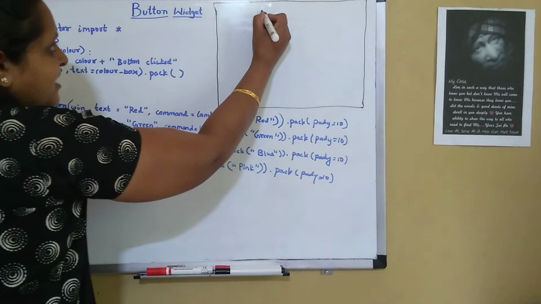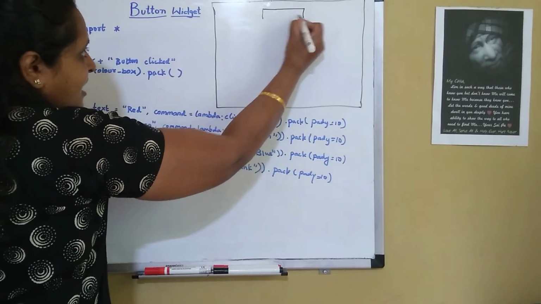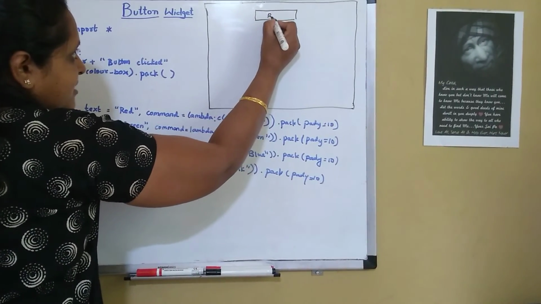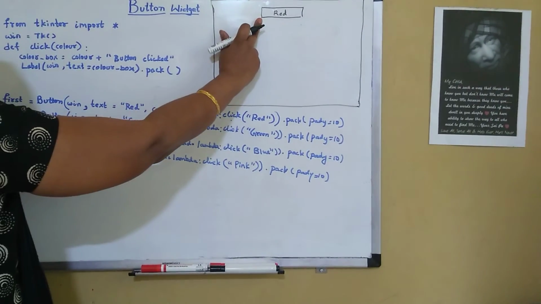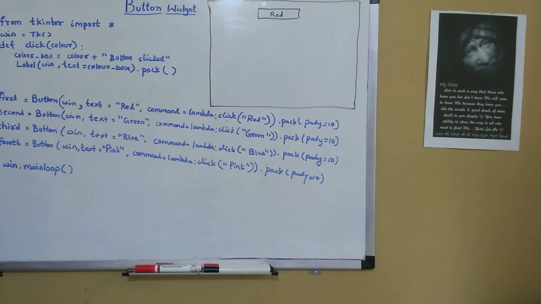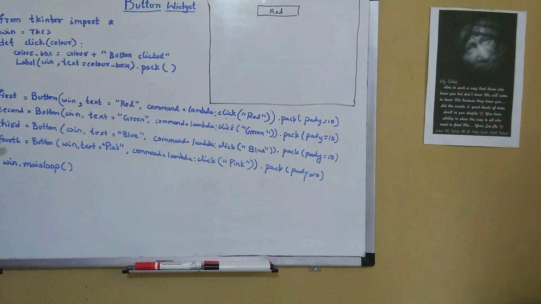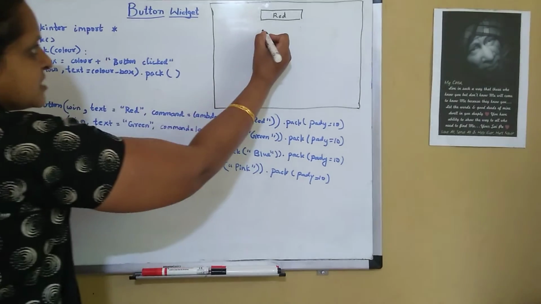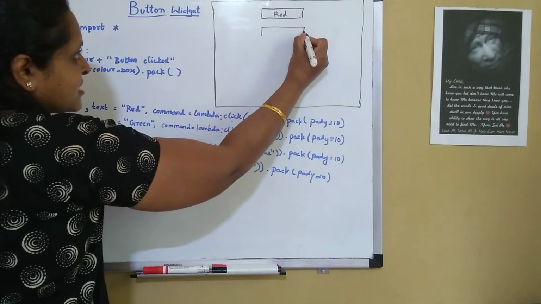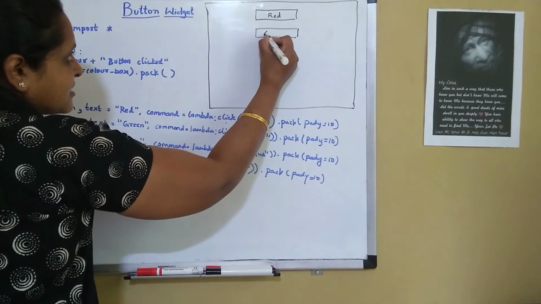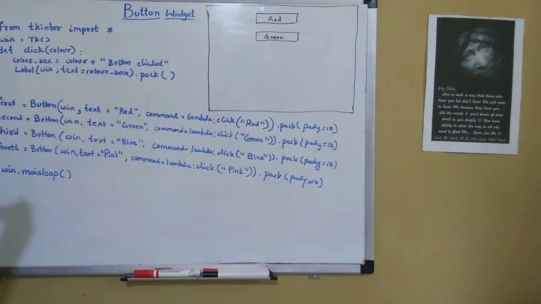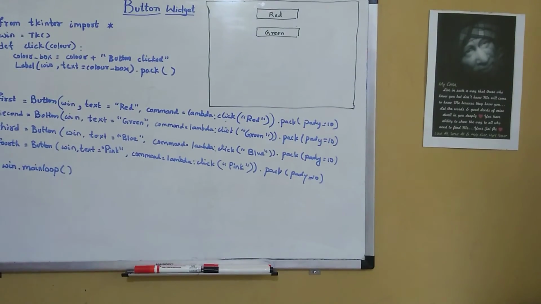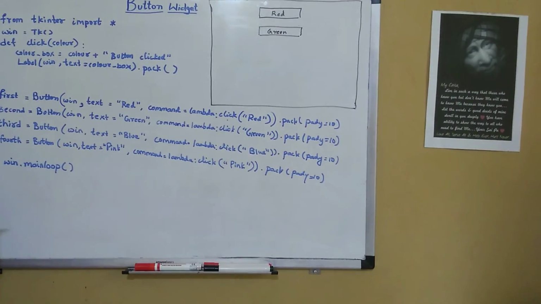And then it will create a button widget and it will have the text equal to red. And now secondly, I am creating another button widget and the text is green. It will have pad y equal to 10, a space of 10 pixels after the red button widget.